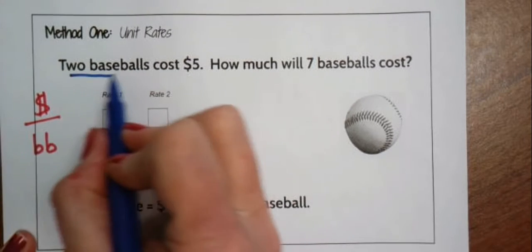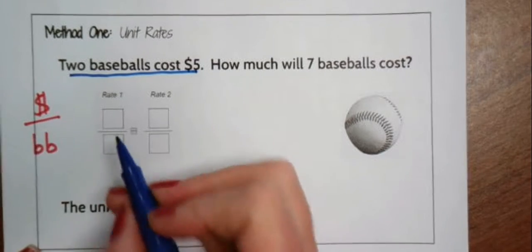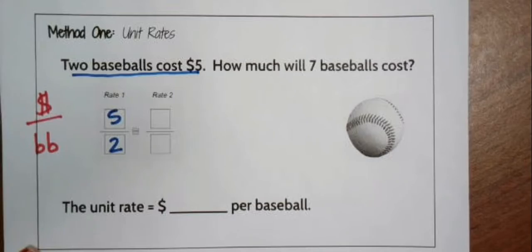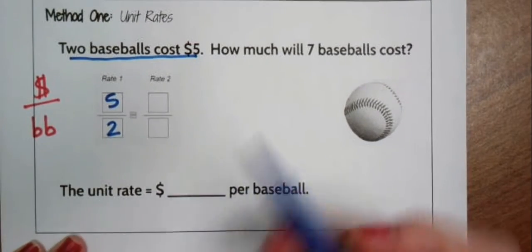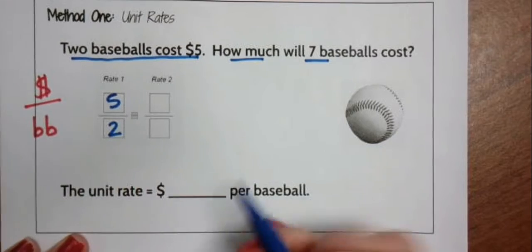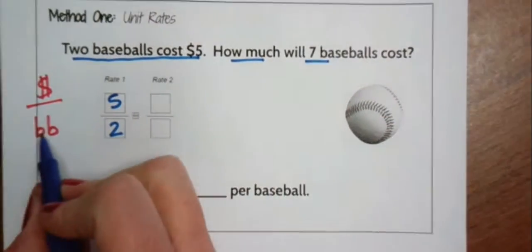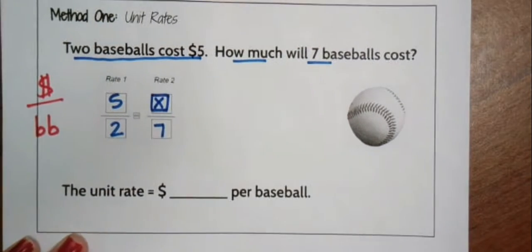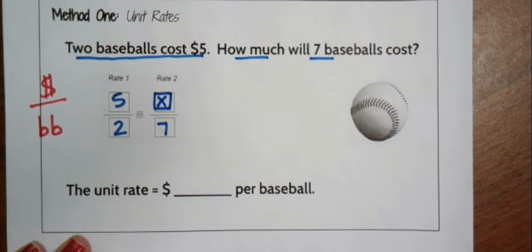So 2 baseballs cost $5. Let's write that down as our first rate. $5, 2 baseballs. Okay, I have my label over here on the side to remind myself. Now, how much will 7 baseballs cost? Okay, well, I want to buy 7 baseballs. So I know baseballs goes on the bottom and X is going to go up here on the top. I don't know how much they're going to cost.